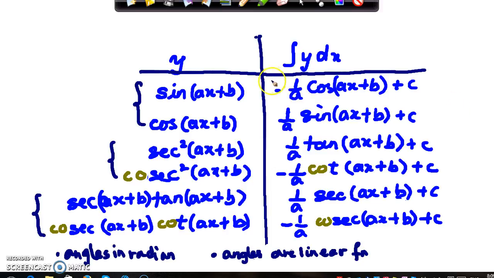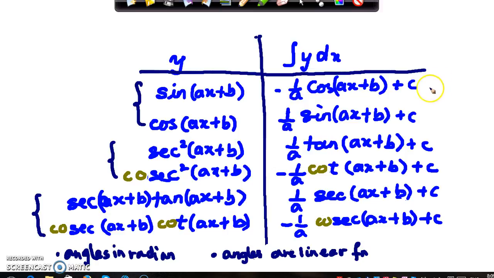To start off, you will notice that all the results start off with 1 over a. Now, the a comes from differentiating the angle. When you differentiate ax plus b, you get an a there. So, you must remember to get this factor out here, 1 over a.